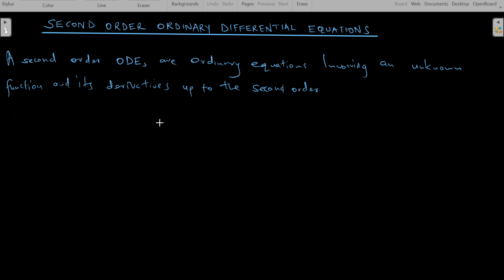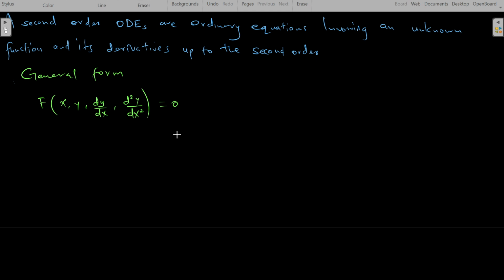So for this case we must understand the general form. It has a general form f(x, y, dy/dx, d squared y/dx squared) equals 0. So this is the general form for these second order derivatives.